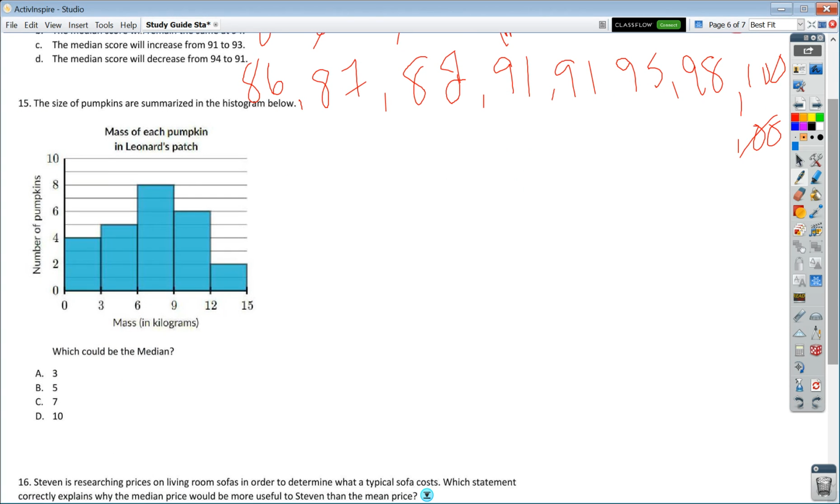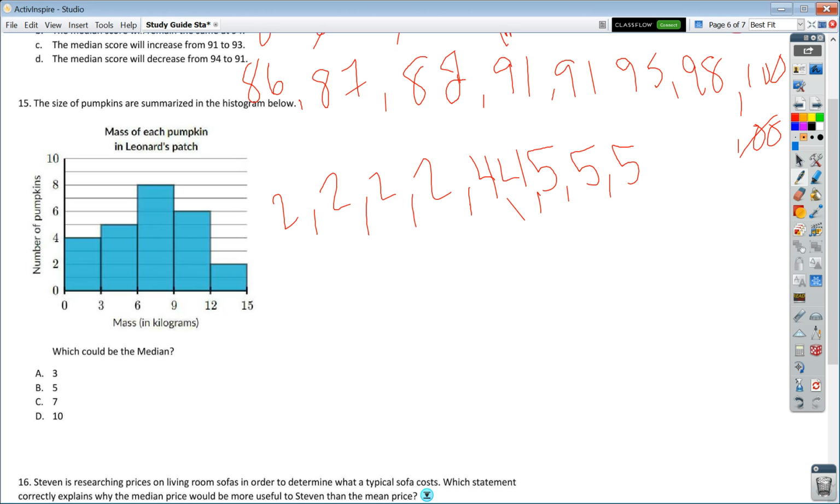So number 15, the size of pumpkins are summarized in the histogram below, which could be the median. So again, if I'm looking at this, for the sections, I can make stuff up. So I have 4 that are between 0 and 3. So I could just do 2, 2, 2, 2. That's 4 that are between 0 and 3. Then I could do 3. So there's 5. So that would be 4, 4, 5, 5, 5. Notice there's 5 in this section. I put 5 in that section.